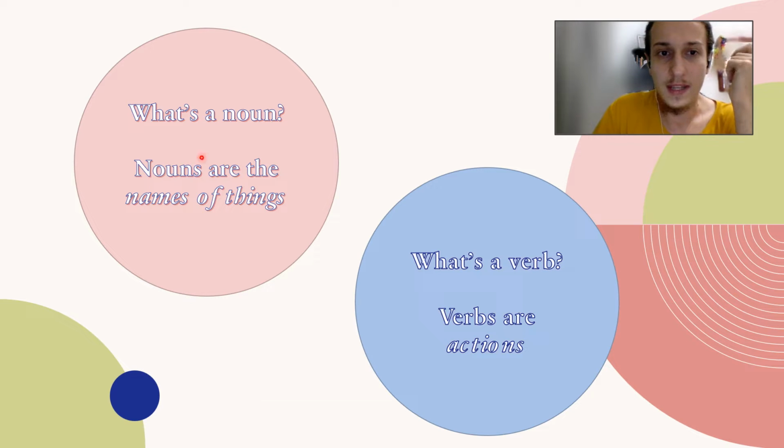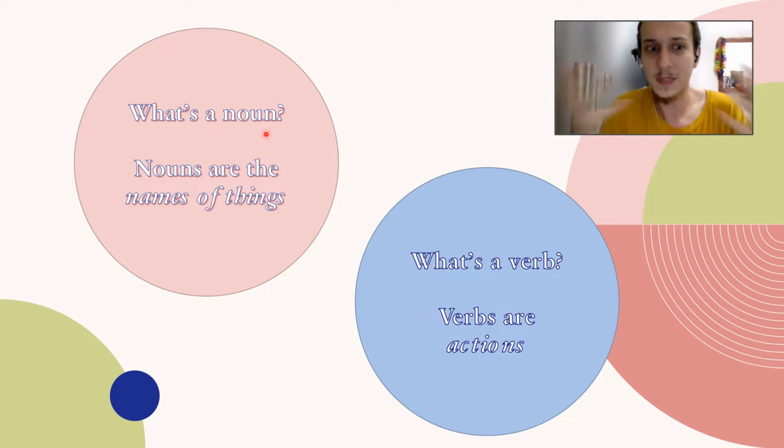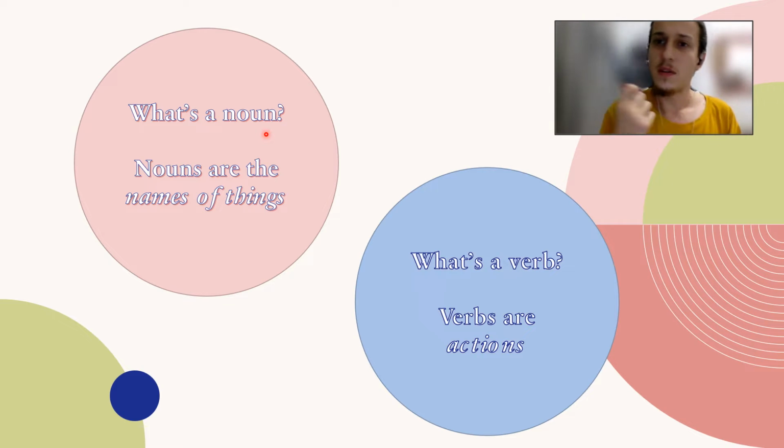First, what is a noun? Nouns are the names of things, of the objects that we have. For example, cell phone, earphones, earpods, pencil, pen, keychain, scissors, etc.